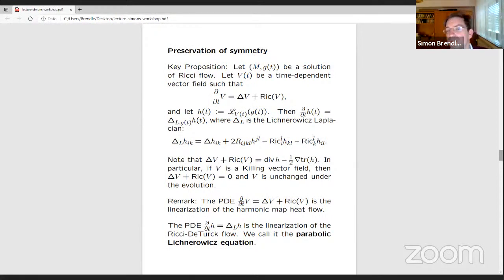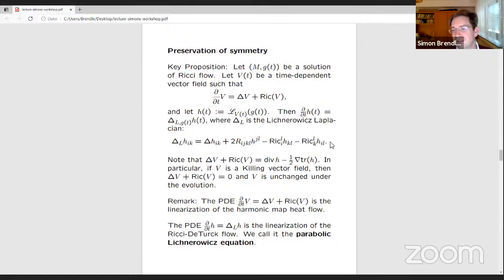Okay, so let's assume we have a family of vector fields that evolve in this way. Then let's denote by h of t the deformation tensor, the Lie derivative of the metric. And then one crucial observation is that this h satisfies a parabolic PDE. So dh/dt is the Lichnerowicz Laplacian of h. And well, I can write that out for you. So Laplace sub L of h is the Laplacian plus these lower order terms.